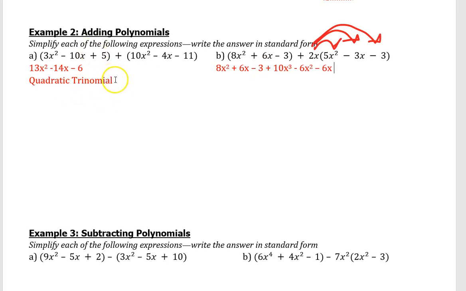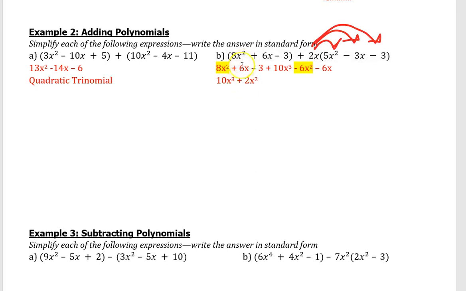Okay, now from here, we're going to go ahead and combine like terms. So I actually have a 10x to the third, so that term needs to go first. In terms of my x squareds, I've got an 8x squared here, and then I've got a negative 6x squared here. So combine those two should give us, let's see, plus 2x squareds.